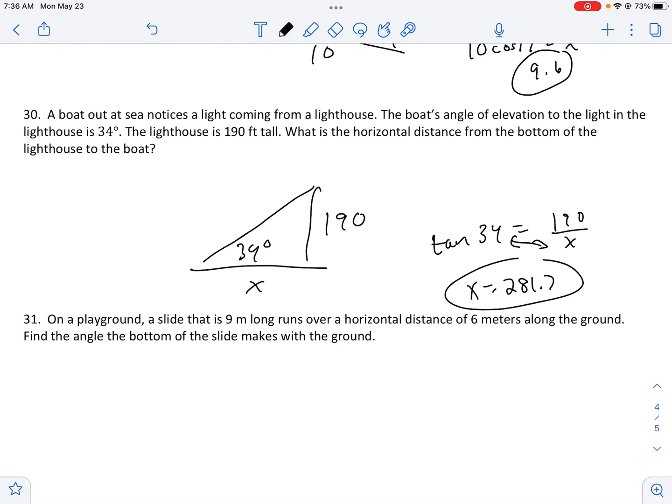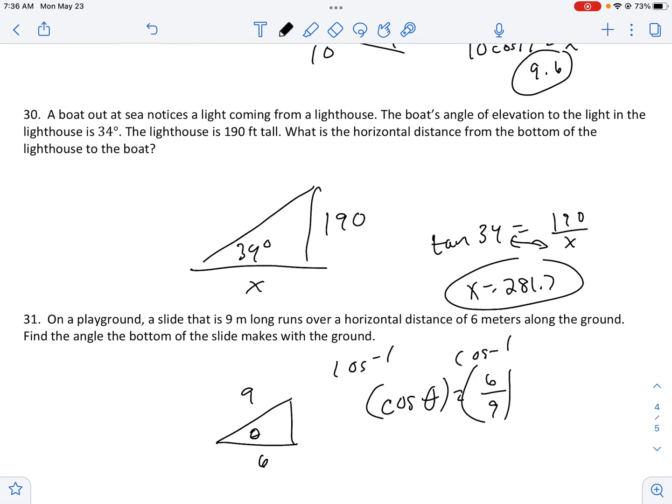And the last one. On the playground, a slide is 9 meters long, runs over a horizontal distance of x. What's the angle of elevation? So we've got adjacent and hypotenuse. So don't forget to do cosine inverse. And you're going to get 48 degrees.